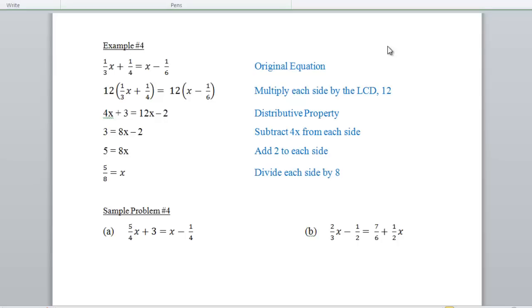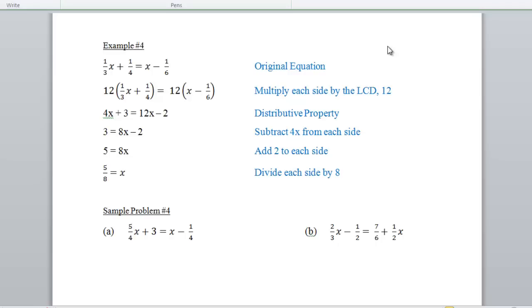For example 4, we run into the dreaded fraction. And it tends to be the part that most Algebra 2 students don't like the most, so we need to make this an easy process. So when you see fractions, especially whenever you're trying to solve an equation, the best thing that you can do is to just simply get rid of the fractions.